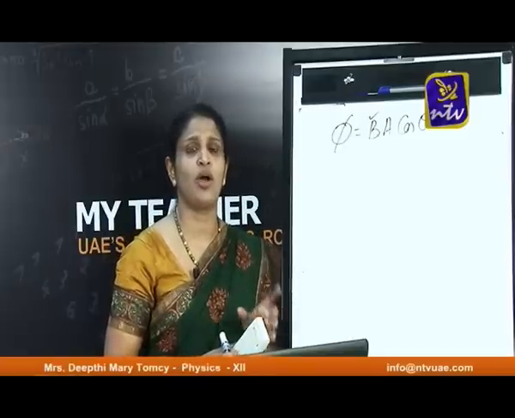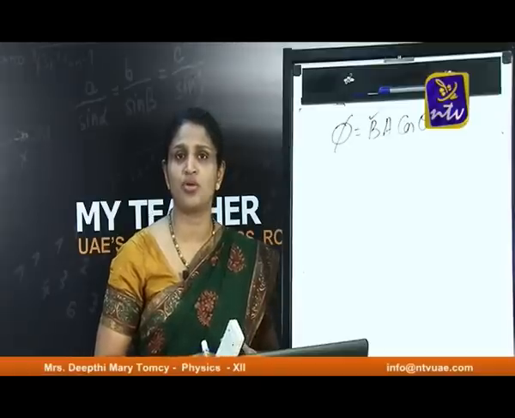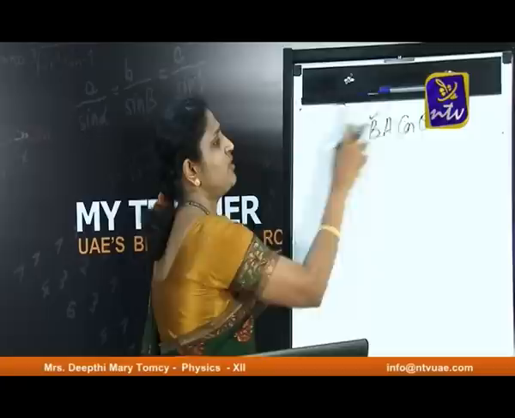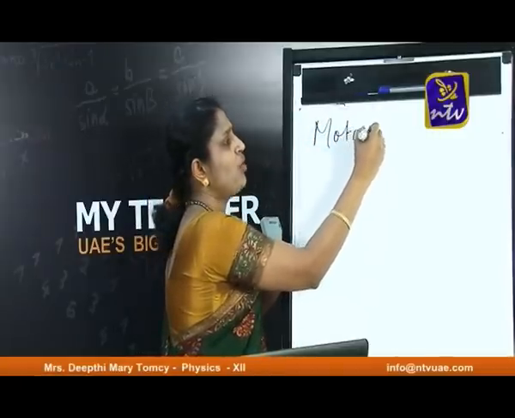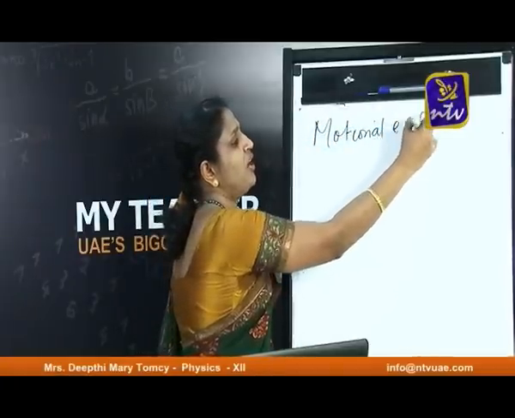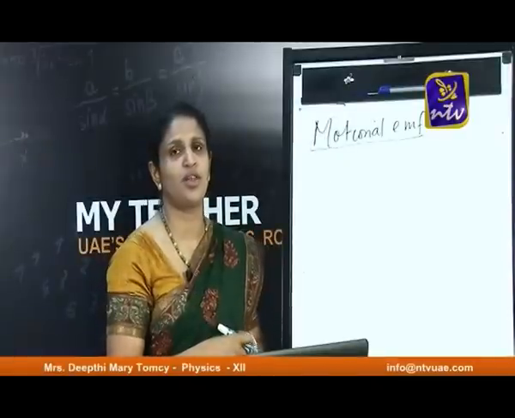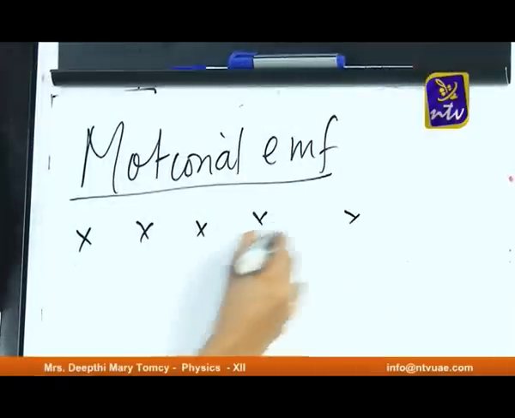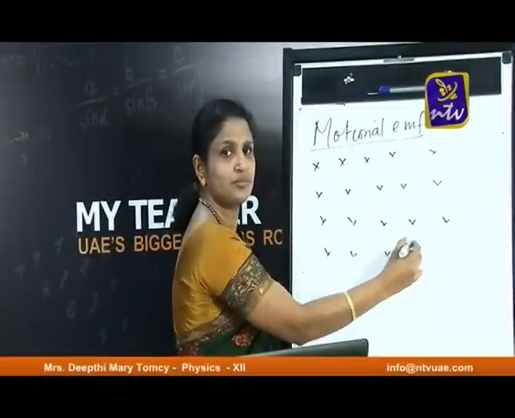Now the second one: how we can induce EMF or induce current in a closed coil by changing the area of the coil. Here is an example for that. Motional EMF: how you can change the area linked with a coil and induce the current inside the coil. Let me consider a magnetic field into the plane of this board. The magnetic field is directed into the plane of this board.